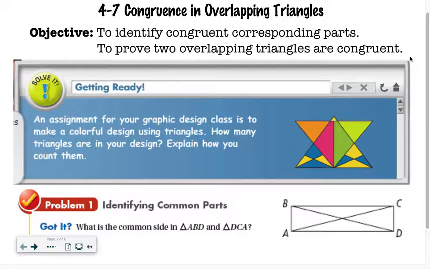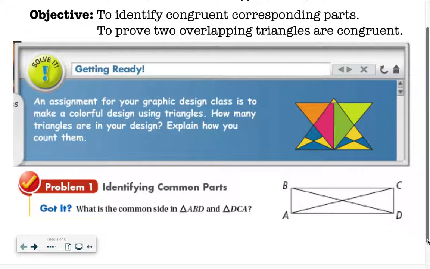Shh. Talking about overlapping triangles. That means that they have something in common, or that they cross each other. I feel like we all know what overlapping is. So our objective is to identify congruent corresponding parts and to prove two overlapping triangles are congruent.